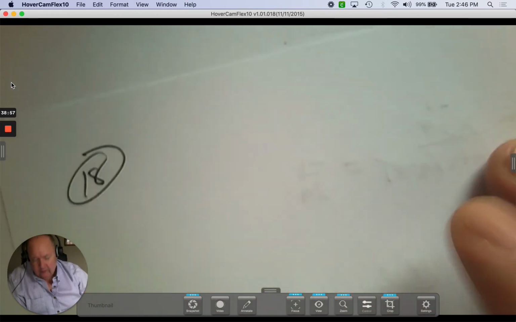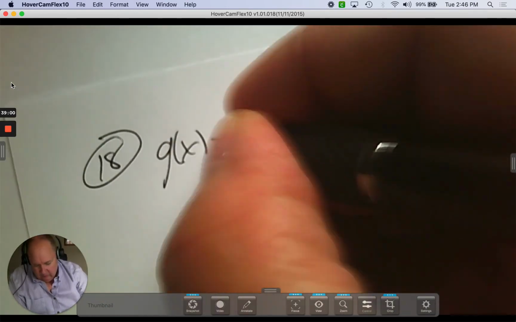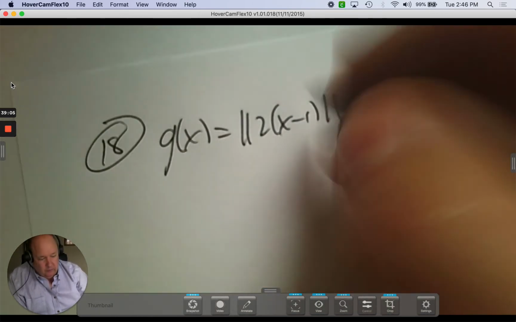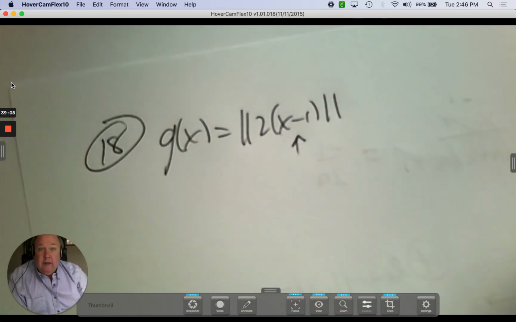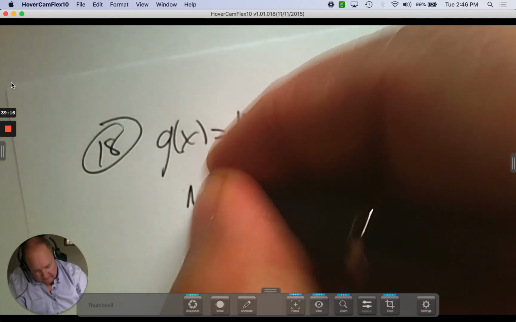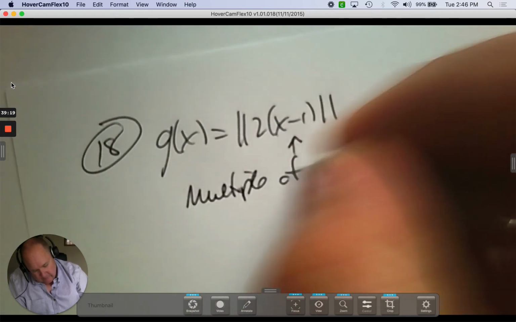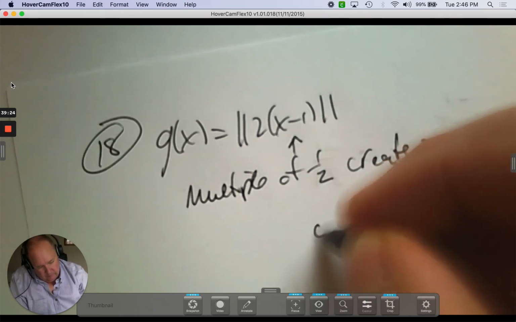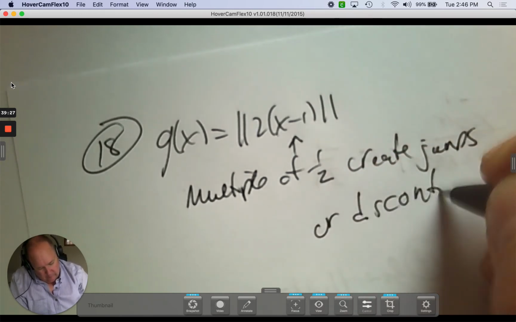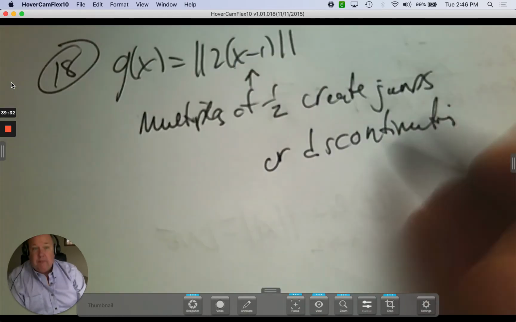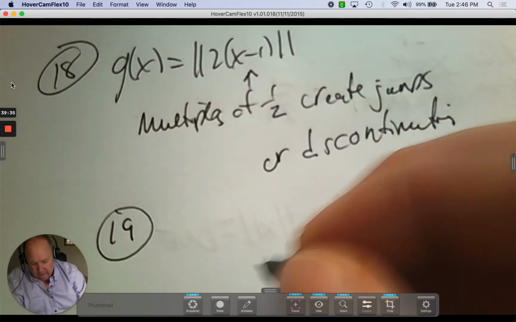Greatest integer. So g at x equals. So what makes an integer here is all halves, right? So multiples of 1/2. So multiples of 1/2 create jumps or discontinuities. That's why it's not differentiable there.